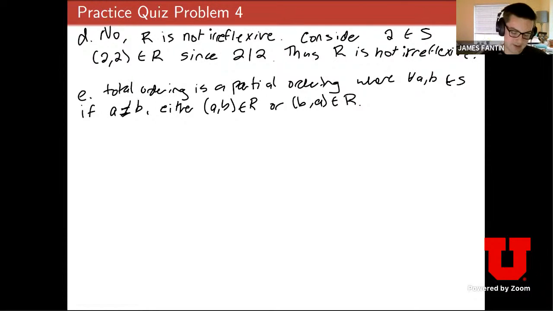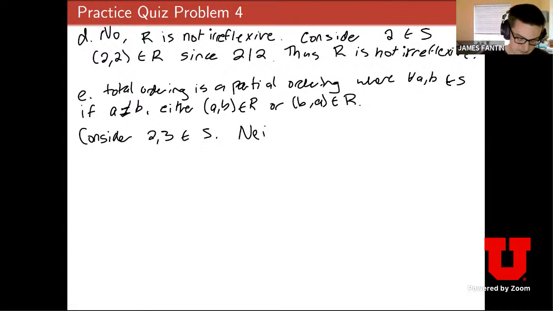Do we think that for any two elements that are not equal, we can show that they're related to each other in some way, either AB or BA? Yeah, somebody says no, and that is definitely the right idea. But why? Let's think about that with a brief example. Let's consider 2, 3 in S. Neither 2 divides 3, nor 3 divides 2. So we found two elements that are distinct, in the set, and neither of them are related.